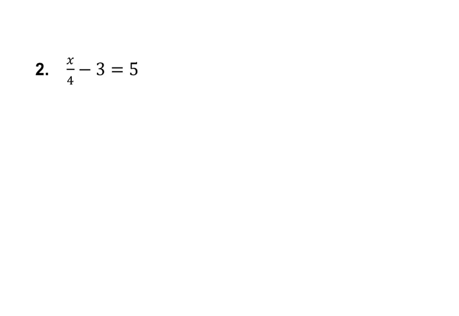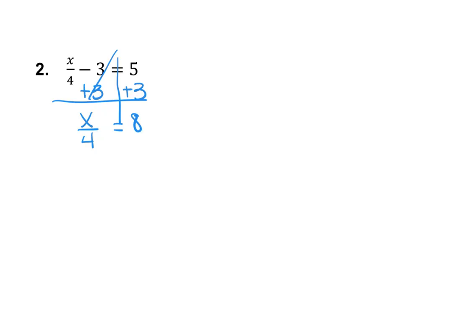We have x divided by 4 minus 3 is equal to 5. All right, so again, we're isolating the variable. We want all the variables to one side and all the numbers without the variables on the other side. And so we're going to ask ourselves, well, what is that 3 doing to that variable? And it's minusing. And remember, to undo minus or subtraction, we're going to add 3 to both sides. So now I have x divided by 4 is equal to 8.